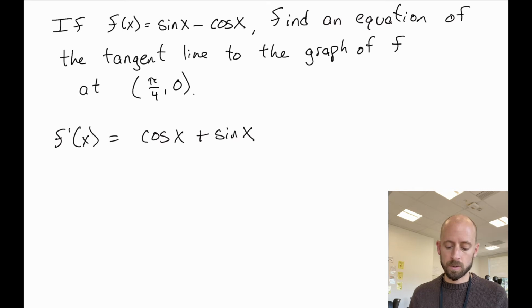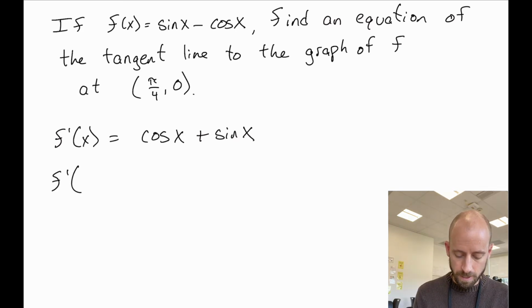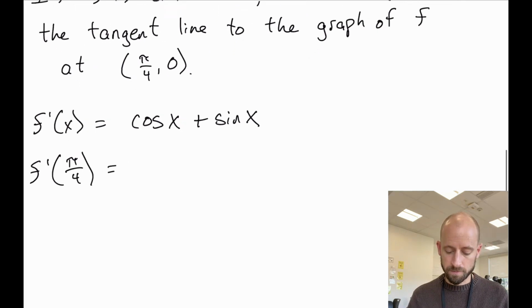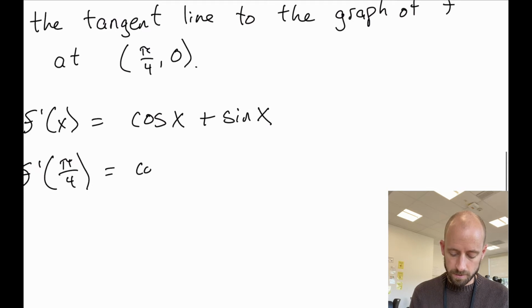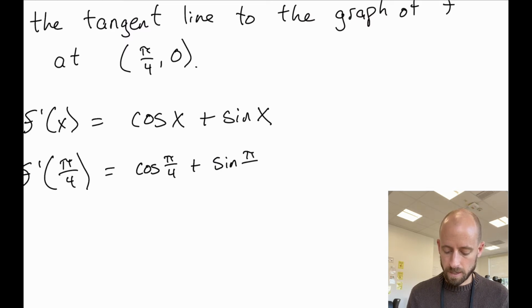Well, what x value is important here? Pi over 4, because it tells me I want a tangent line through pi over 4 comma 0. Okay, so I really need to find f prime of pi over 4. So I'm going to plug in pi over 4 into my derivative, and let's see what I get. So cosine of pi over 4 plus sine of pi over 4.